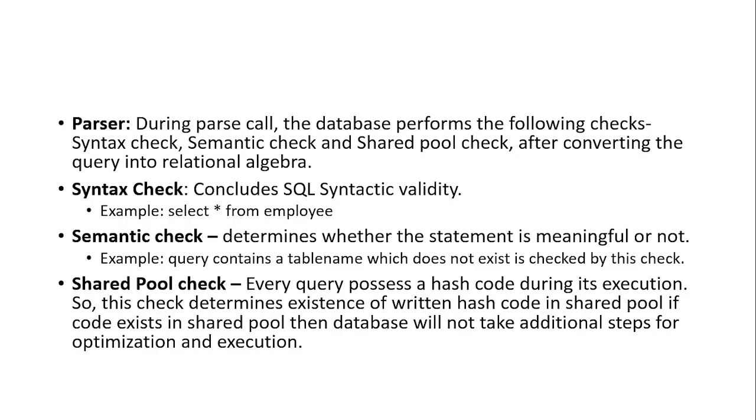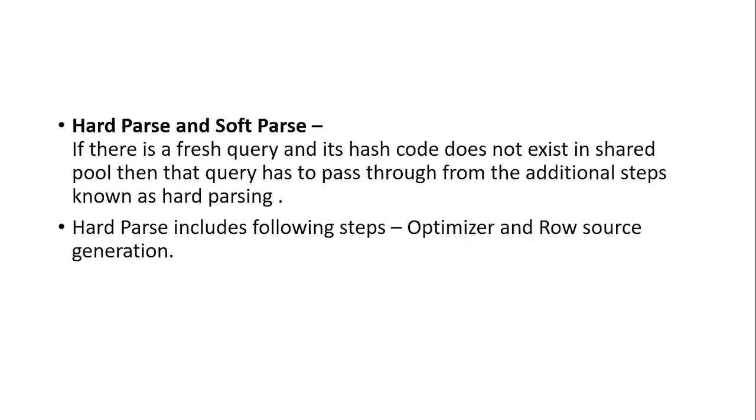Shared pool check. Every query possesses a hash code during its execution. So this check determines the existence of the written hash code in the shared pool. If the code exists in the shared pool, the database will not take additional steps for optimization and execution. Hard parse and soft parse. If there is a fresh query and its hash code does not exist in the shared pool, then that query has to pass through additional steps known as hard parsing.